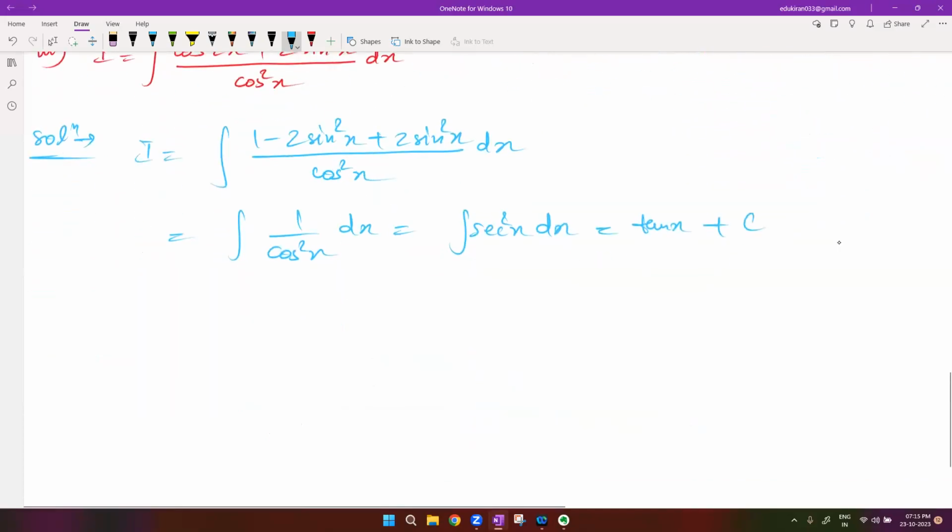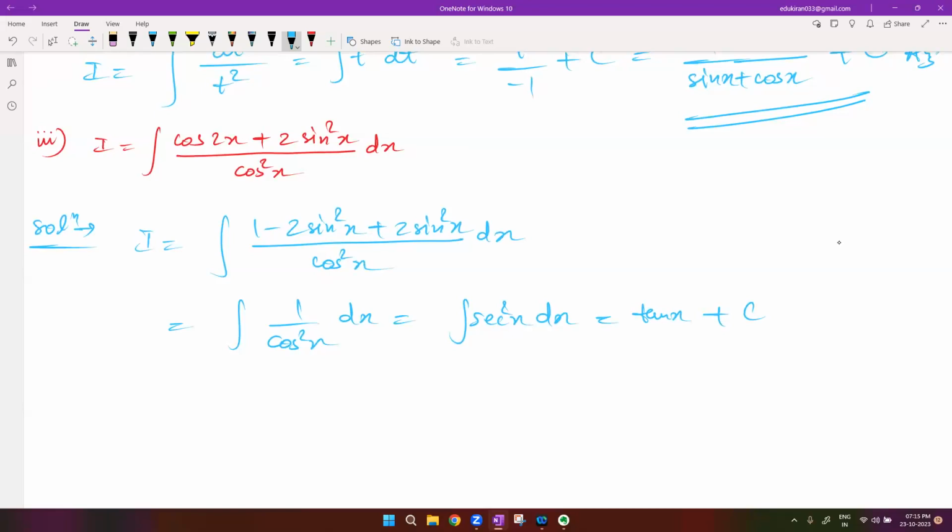So all the questions from this particular exercise are based on using different trigonometric formulae to your convenience. Now let's take some questions from the second exercise as well.